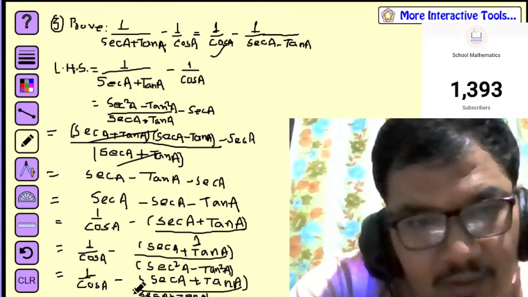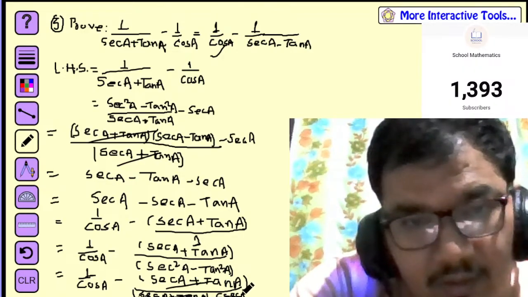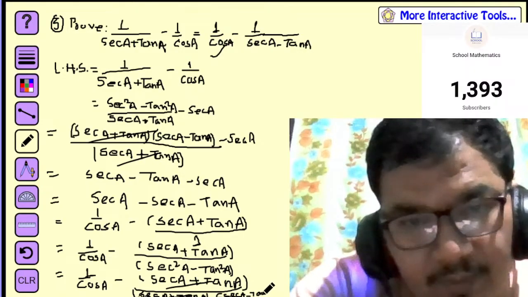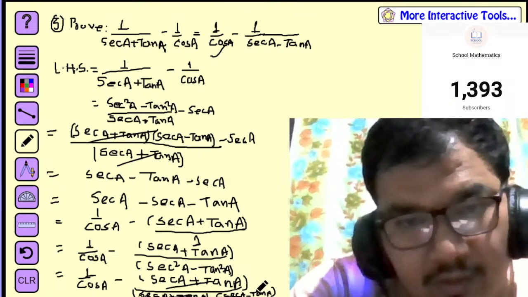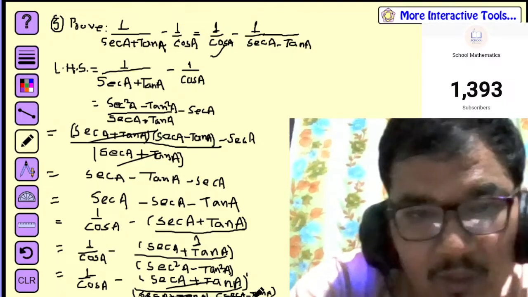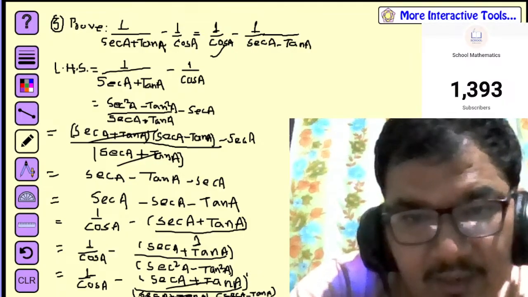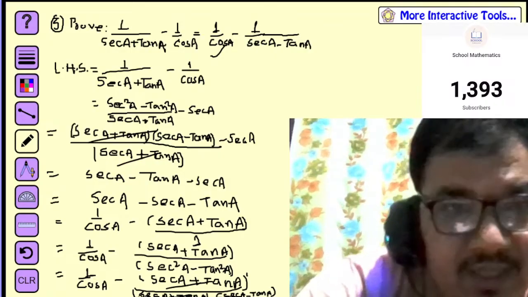Then the next one you can open. This sec A plus tan A, this cancels. Then the next one remaining there is sec A minus tan A, right? Sec A minus tan A. There is another factor there. The 1 plus 1 is cancelled there already. Now here 1 is remaining up and down is remaining sec A minus tan A. Down this plus 1 cancels.